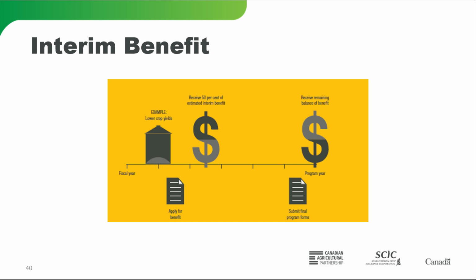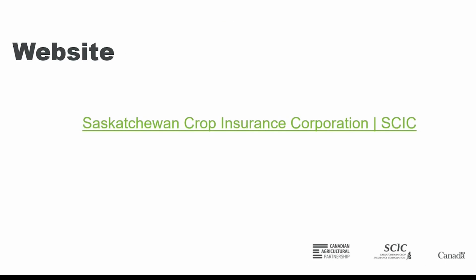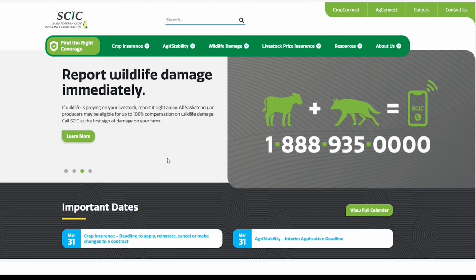So now we're going to jump to our public website, and I'm going to walk you through where to find some information and talk about the AgriStability forms, and we're going to walk through also an example of filling out and completing some AgriStability forms. So when you come to SCIC.ca, this is the main page that you come to, that you're introduced to.